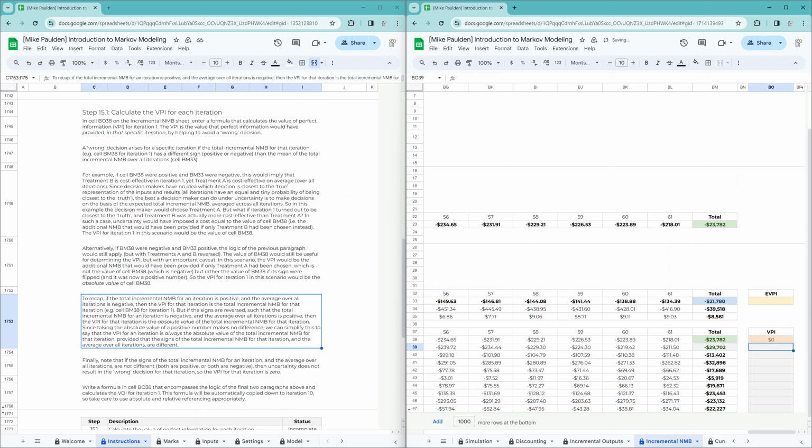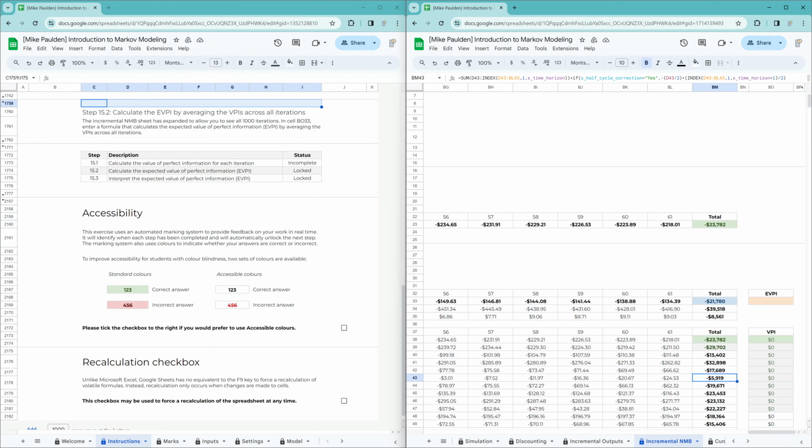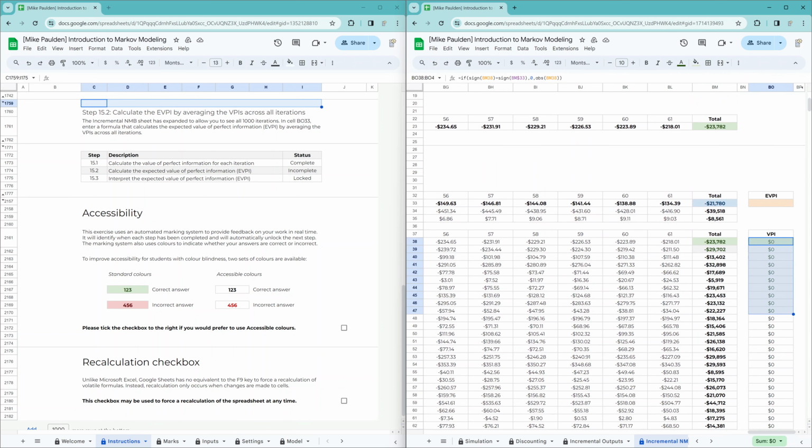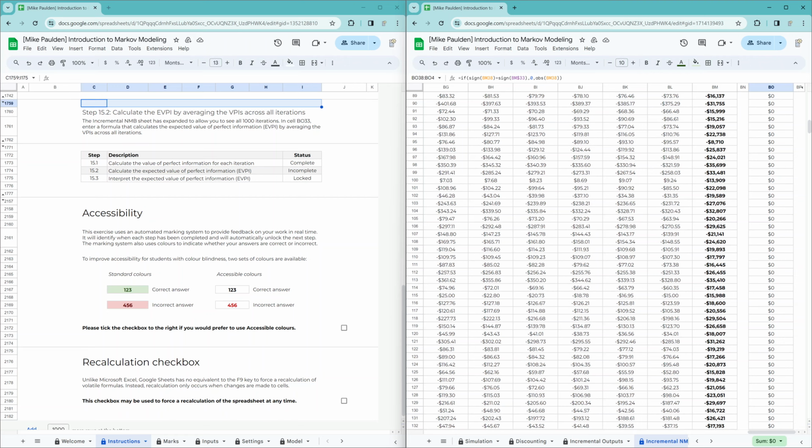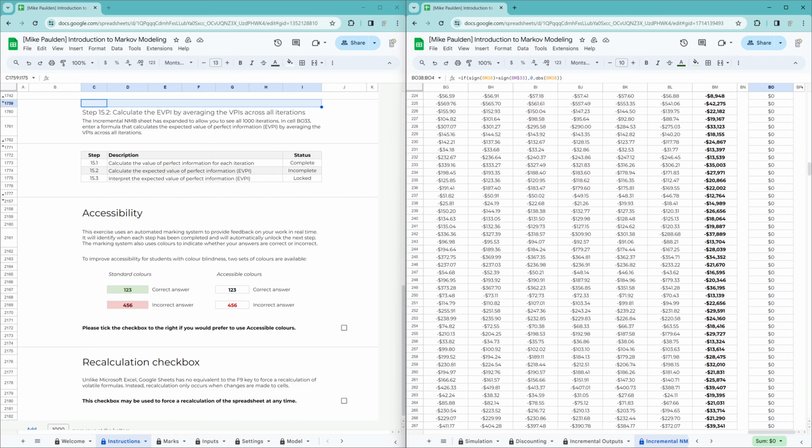Let's try that. Now, here's the funny thing. All of these are negative. So I expect this to be 0 for these first 10 iterations. But I'm sure that somewhere among the 1,000 iterations, there must be at least a few that are positive. So although these are 0 for these first 10, if we were to scroll down, no luck so far.